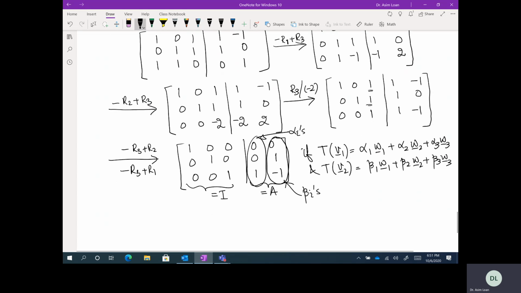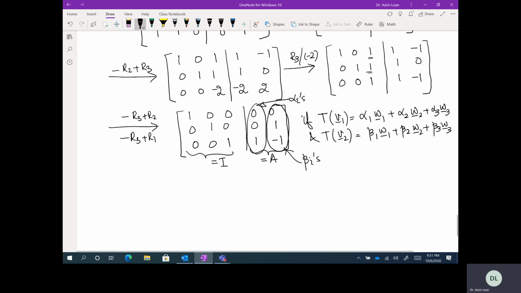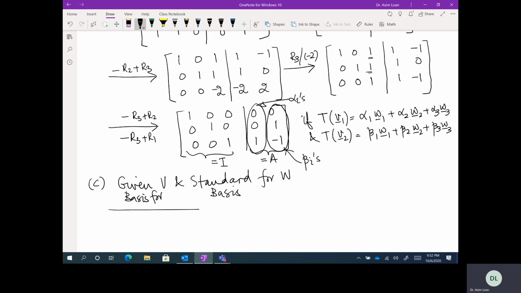Okay. Third part, given the standard basis for W and a given basis for V.